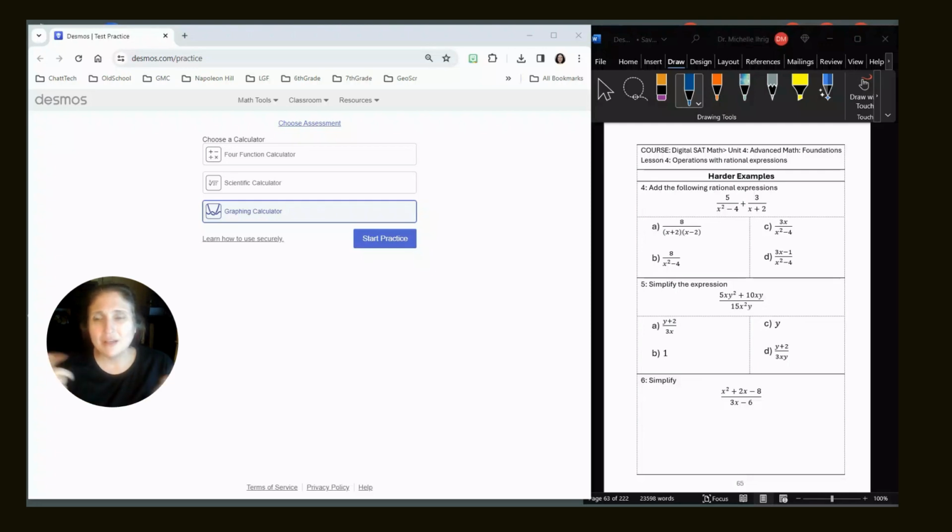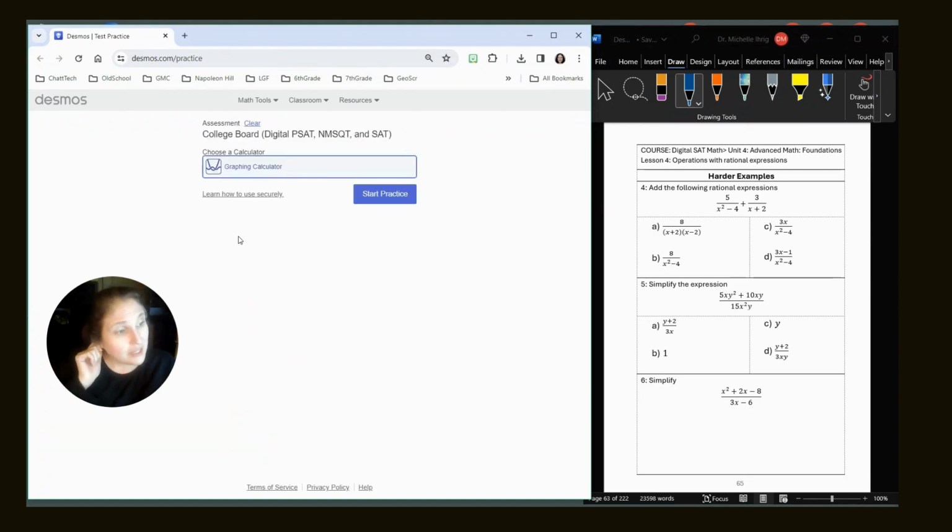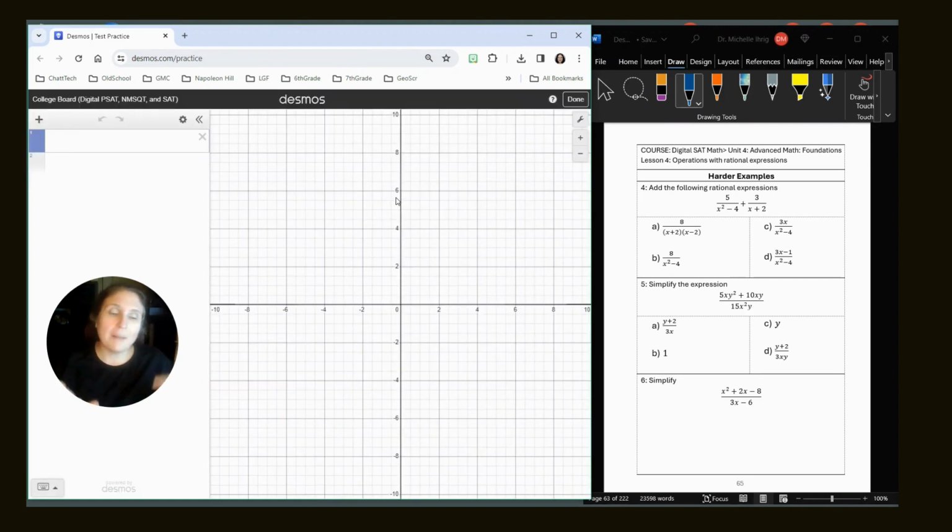Get paper and pencil. Open up the Desmos calculator, please, whether you have my book or not. Open up the graphing calculator, click on Choose Assessment, and choose College Board. Let's get started. Okay, so these are a little bit more complex.